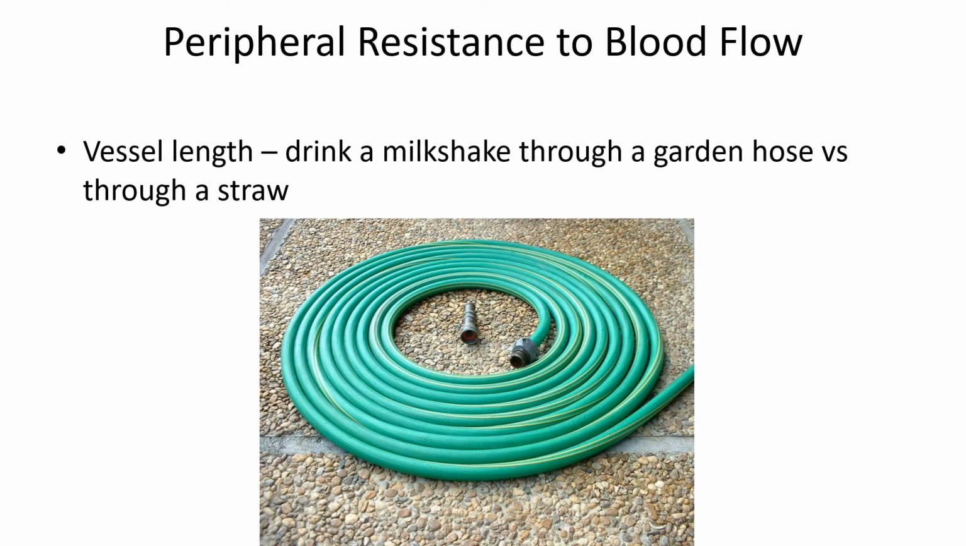Let's talk about vessel length. If you're given a milkshake to drink and you're handed a regular drinking straw versus a garden hose, even if the diameter is the same, why would you pick the drinking straw? Well, it's shorter, right? The garden hose is 50 feet long. You'd have to provide an awful lot of suction power to pull that milkshake through a tube of that length.